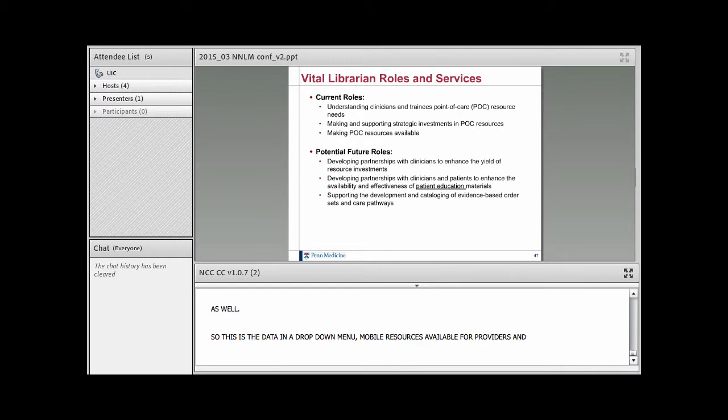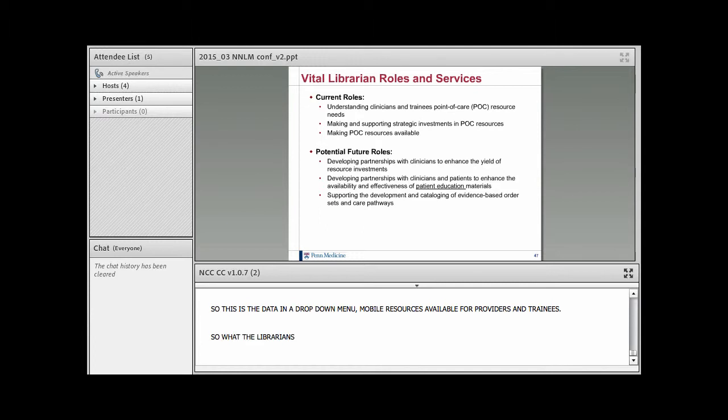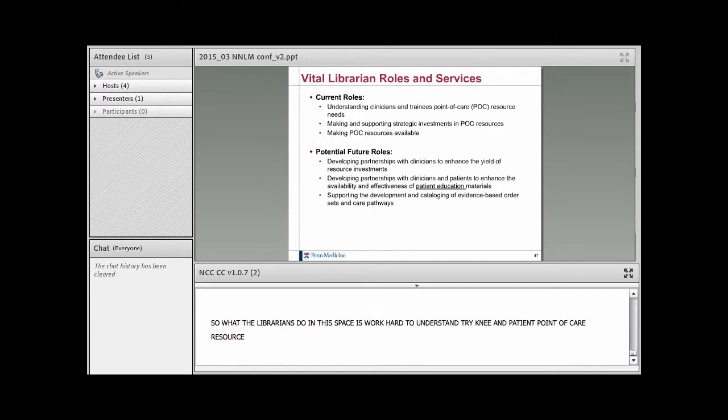You have many mobile resources available for our providers and trainees. Currently, what our librarians do in this space is they work hard to understand clinician and trainee point-of-care resource needs, make investments, but also support strategic investments by others in point of care resource needs. And they do a lot of education in these point of care resources.